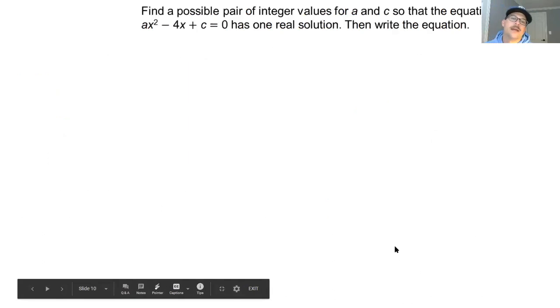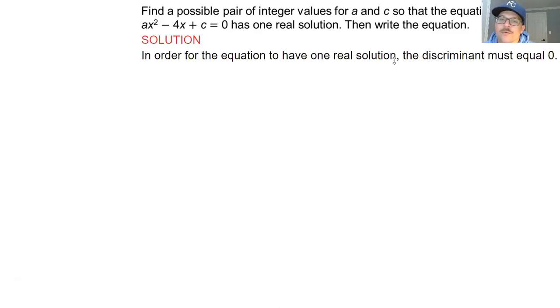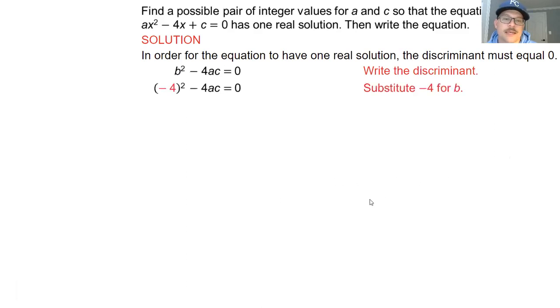All right, let's find a possible pair of integers for our a and c so that that equation gives us those solutions. Then we're going to write that equation. So in order for the equation to have 1 real solution, the discriminant has to equal 0. So we're going to figure out what that discriminant is.